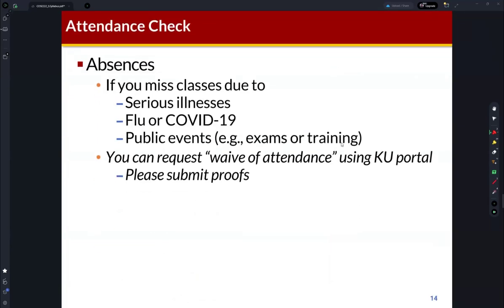Okay, so absence. If you miss classes due to serious illnesses or flu or COVID-19 or some public events such as exams or reserved army training, then you can request a waiver of attendance using the KU portal, okay? And then please submit proofs, okay?